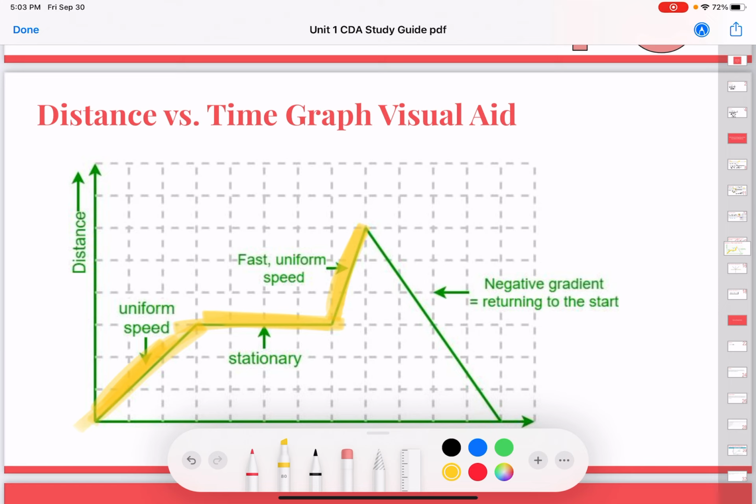And now, this is where people get confused. This last little stretch, because this is a distance versus time graph, this does not mean that you are slowing down. This means that you're moving backwards.